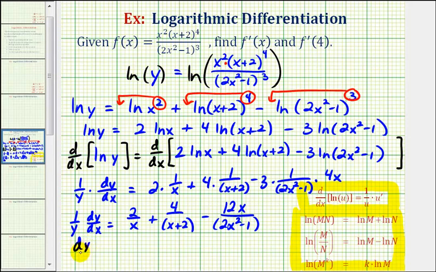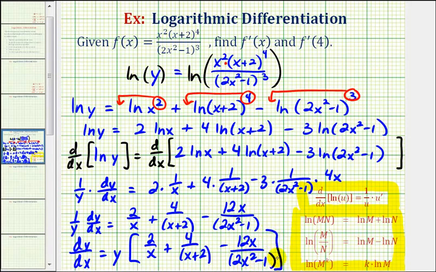So we'd have dy dx equals y times this sum and difference, so 2 over x plus 4 over x plus 2 minus 12x over 2x squared minus 1. So this is our derivative function in terms of x and y, but since we know y is equal to the function, we can perform a substitution for y so that we can write our derivative in terms of x. And again, we're going to substitute this fraction here for y on the next slide.